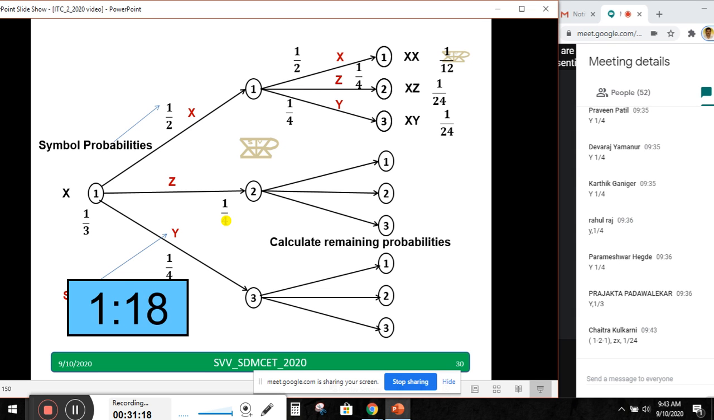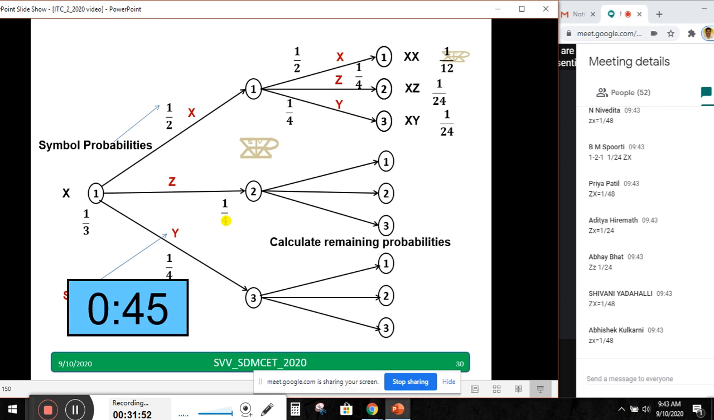One to one. Okay, Chaitra Kulkarni is typing something. Very good. 1 to 1, XZ I'll get, ZX I'll get, sir, 1 by 24. Very good. Nivedita typed ZX 1 by 48. ZX 1 by 48. Priya is also getting the same. Abhay Bhatt, Shivani, very good. Go to the next.